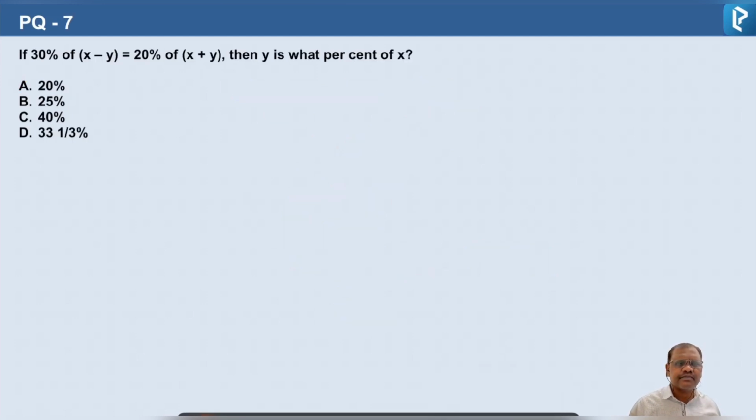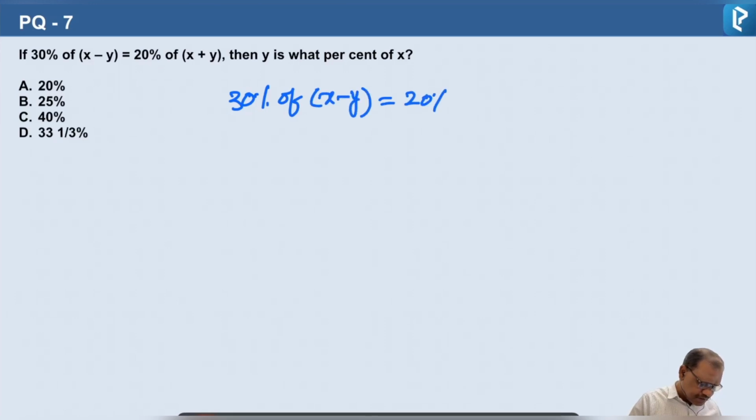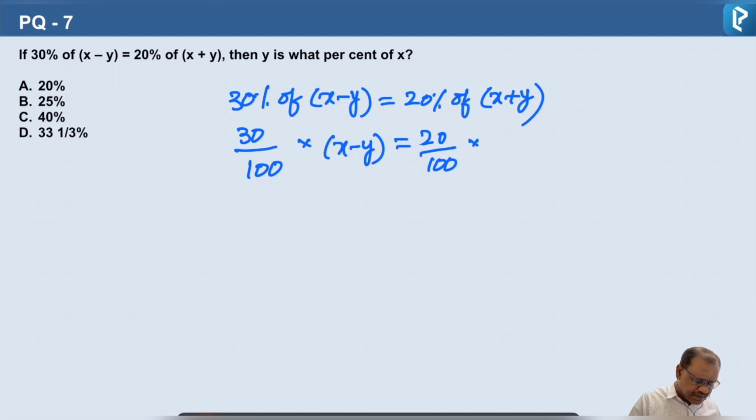Question number 7. If 30% of X minus Y is equal to 20% of X plus Y, then Y is what percent of X? 30% of (X minus Y) is equal to 20% of (X plus Y). So how do we write it? 30 by 100 into (X minus Y) is equal to 20 by 100 into (X plus Y).